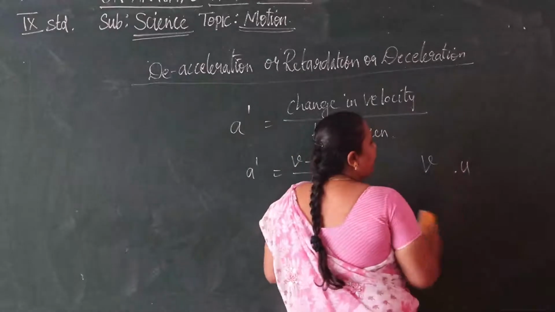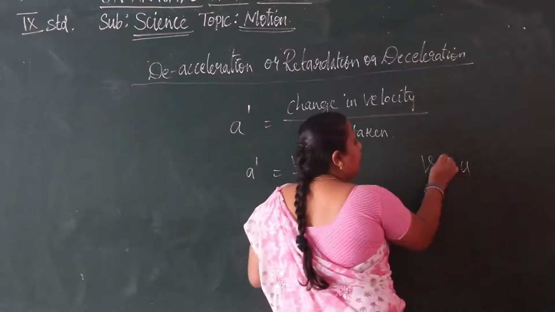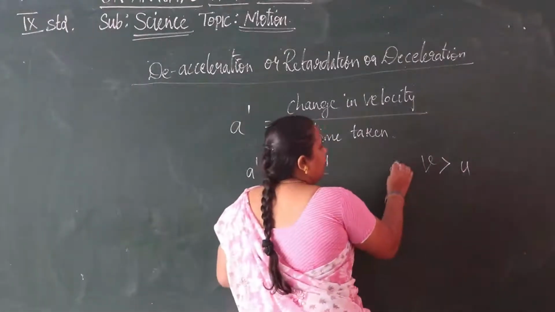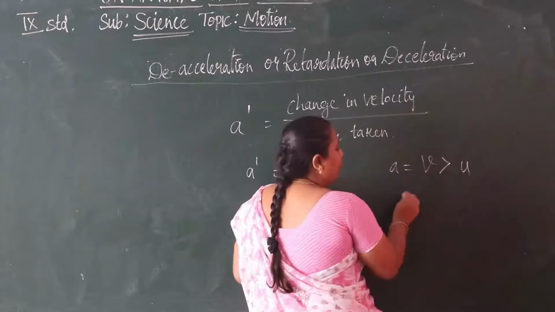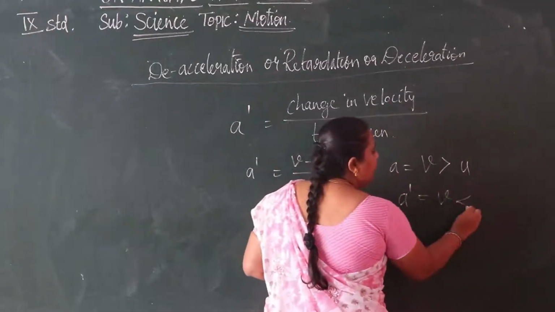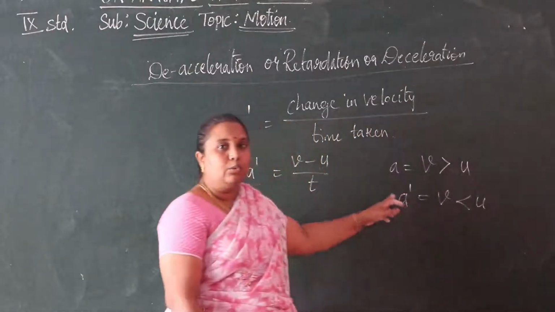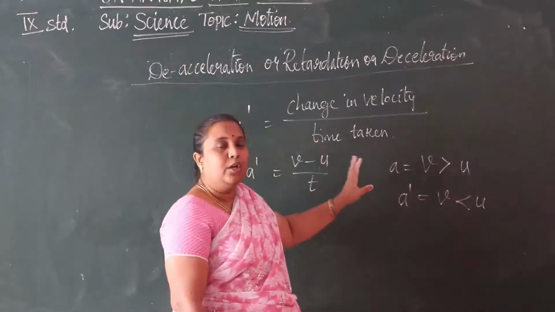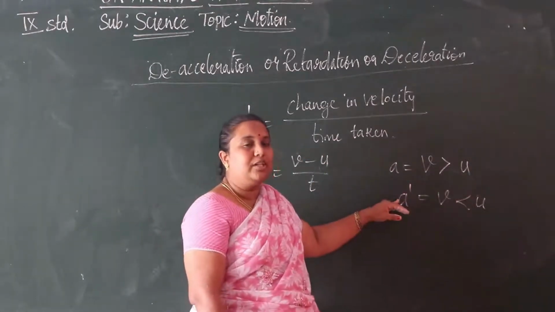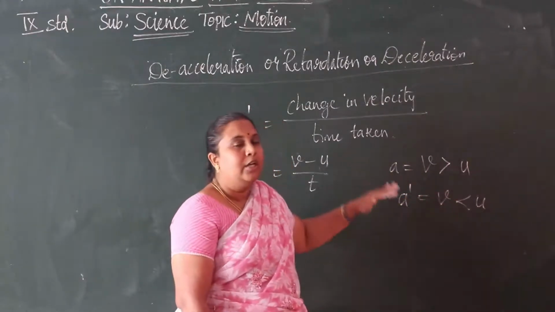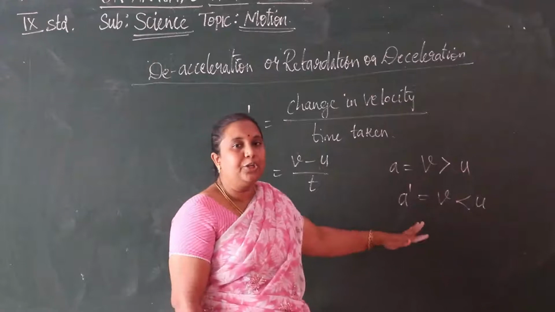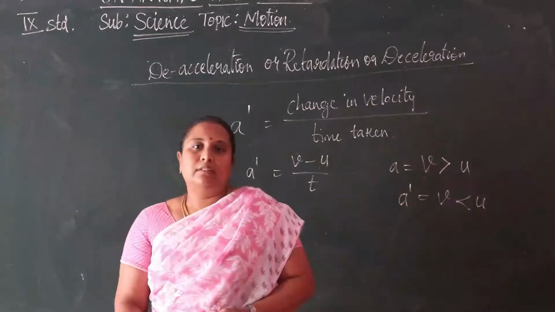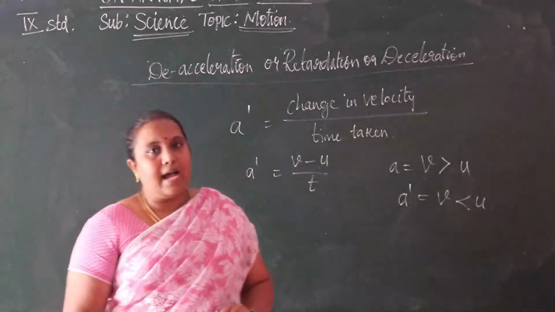In acceleration, the final velocity is always greater than u. In deceleration, v is always less than u. Keep this in your mind, please. In acceleration we have a positive value, and in deceleration we have a negative value, because v is always less than u. So deceleration is a negative acceleration.